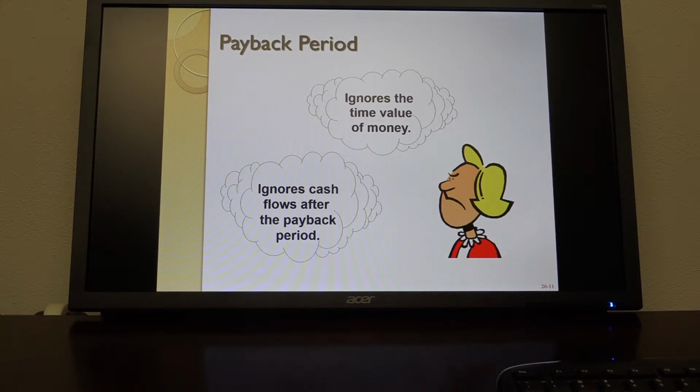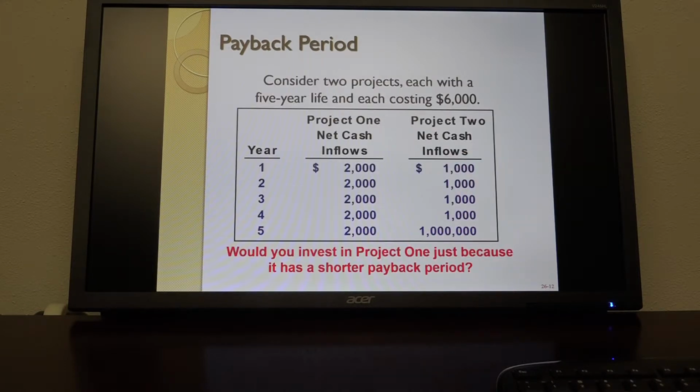And so, first thing, some of the problems with payback period. First of all, it ignores the time value of money. Hopefully you've learned something about time value of money up till now. If not, when you get to finance, you will, hopefully. It also, and this is my point, ignores the cash flows after the payback period. And so here's an example of that. We have two projects, and each has a 5-year life and costs $6,000. Project 1 gives you net cash flows of $2,000, pretty even over time, right? $2,000 every year for those 5 years.